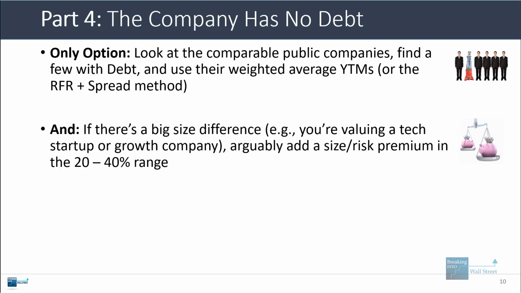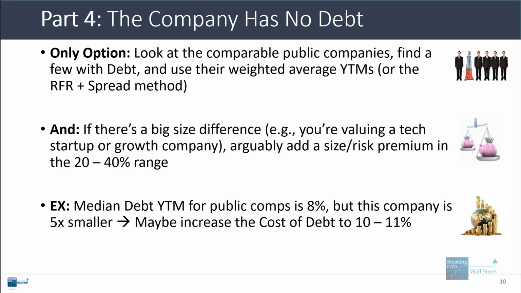If there is a big size difference, so let's say you're valuing a tech startup or a growth company, and you're comparing it to companies that have $100 million or $200 million in revenue, you could arguably add some type of size or risk premium and maybe increase the cost of debt by about 20 to 40%, because generally speaking, smaller companies are riskier and they pay more to borrow. So if the median yield to maturity for the public comps is around 8%, but this company is about 1/5 of their size, 20% of their size, then maybe you would increase the cost of debt to about 10 to 11%. There isn't exactly a precise way to do this, but many people would argue for this type of adjustment in the calculations. So that's about it.